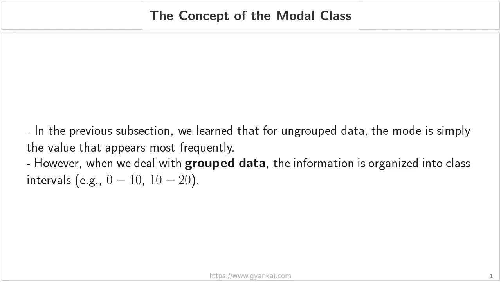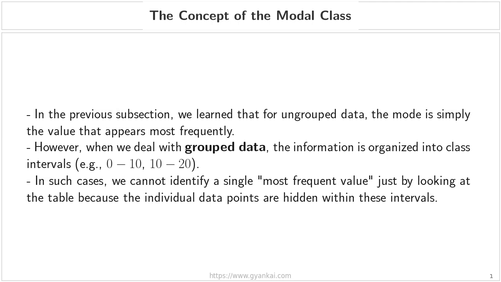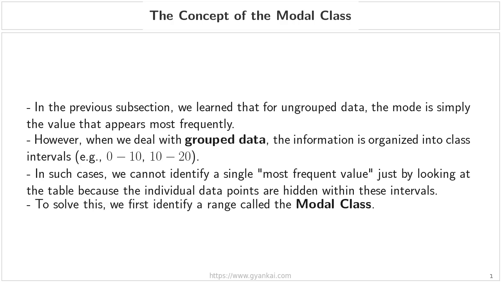In this context, our information isn't listed as individual numbers, but is instead organized into class intervals, such as 0 to 10 or 10 to 20. Because of this organization, we run into a bit of a challenge. We can't pinpoint a single, specific, most frequent value just by glancing at the table, because the individual data points are tucked away or hidden within these intervals. So, how do we tackle this?